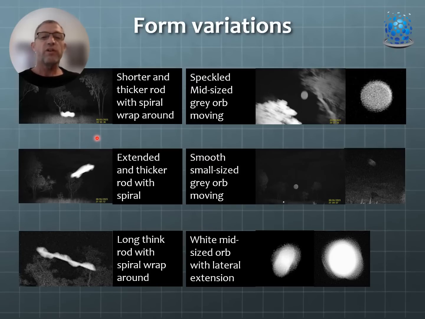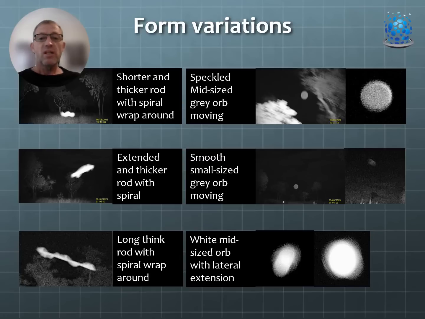There were form variations amongst all this. So we had shorter, large white ones that I would say looked more stunted in terms of their appearance. Then we had this extended one with a thicker central rod, but still with the lateral extensions that spiraled around it. And then we had this very long, elongated one with a much thinner central rod, and of course this lateral extension that's rotating or spinning around it.